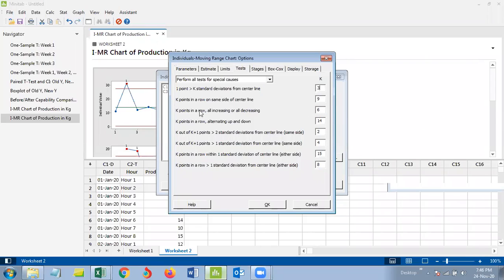Say 6 points in a row, all increasing or decreasing. The data is just increasing, 6 points in a row. At the 6th point, it will start giving you a red dot, because I can see a trend now. The data is moving up, or it's going down. It hasn't crossed your upper limit or lower limit yet, so please check before it starts creating a problem.